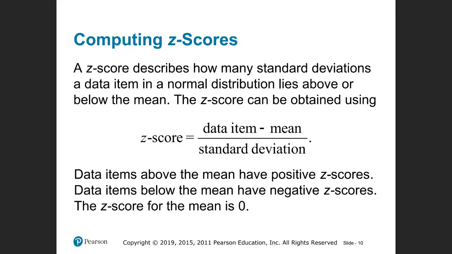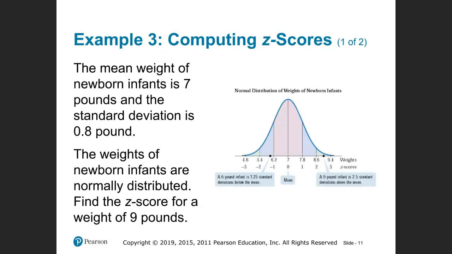Computing z-scores. A z-score describes how many standard deviations a data item in a normal distribution lies above or below the mean. This z-score can be obtained using this formula. Z-score is equal to data item minus mean divided by standard deviation. Data items above the mean have positive z-scores. Data items below the mean have negative z-scores. And the z-score for the mean is 0.